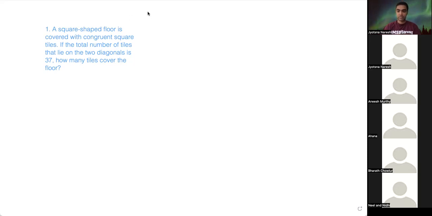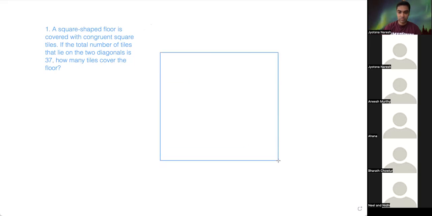So yeah, it says that there's a square-shaped floor with congruent square tiles. That means that the square tiles are all the same length. And if the total number of tiles that lie on the two diagonals is 37, how many tiles cover the floor? So the diagonal is from the top left to the bottom right. That's one diagonal.